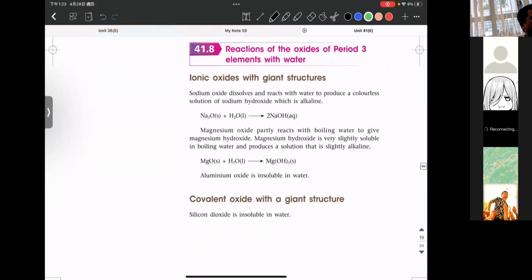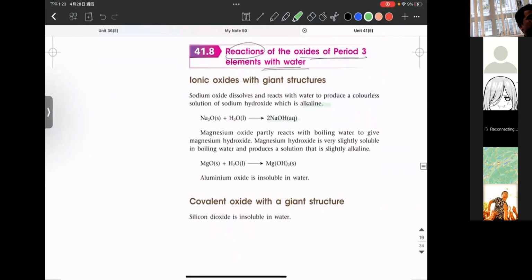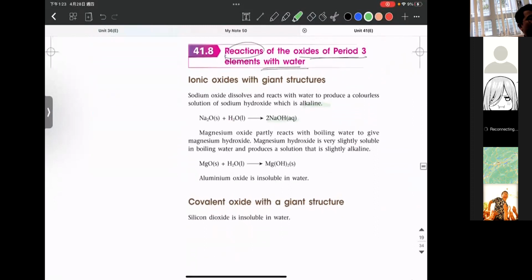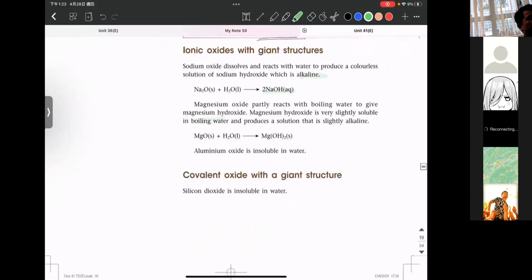And lastly, it's about the reactions. The reaction between the period 3 oxides with water. So please memorize those equations. You may find sodium oxide dissolves in water to form hydroxide, so alkaline. Magnesium oxide reacts with hot water to become a slightly alkaline solution. That only happens in hot water or boiling water. So we would call sodium oxide and magnesium oxide alkaline oxides or basic oxides. All of you, please mark it down.